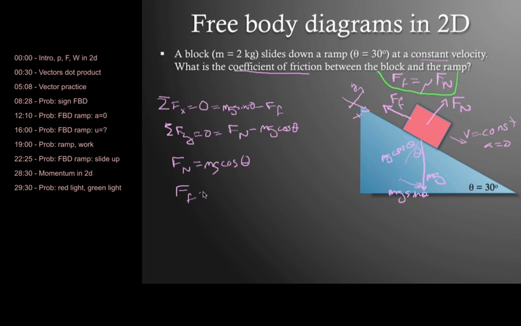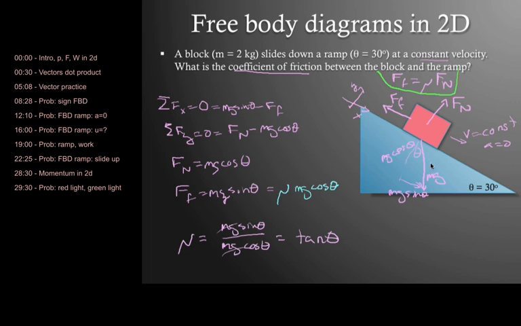And I know that my friction force has to be mg sine theta. But friction force is also equal to mu Fn. So this guy also has to be equal to mu times mg cosine theta. So let's solve for that mu. So that mu is going to be mg sine theta over mg cosine theta. So this is just sine theta over cosine theta, which is just tangent theta.